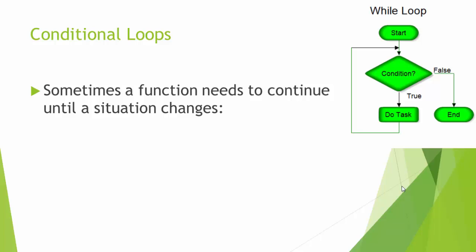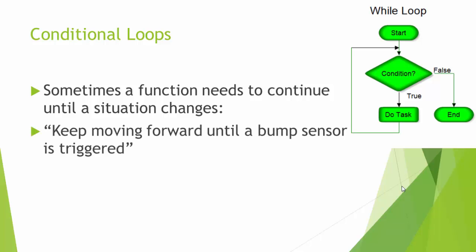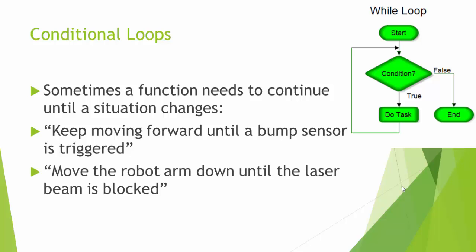But sometimes a function needs to continue until a situation changes. Well, in fact, we already considered that situation. We're going to get to that in a second. But if we want to think in terms of robotics, maybe our robot wants to keep moving forward until a bump sensor is triggered. That's a Roomba function, right? So those automated vacuum cleaners, they keep moving forward until they hit a piece of furniture, and then they do something different. So that is a conditional loop.